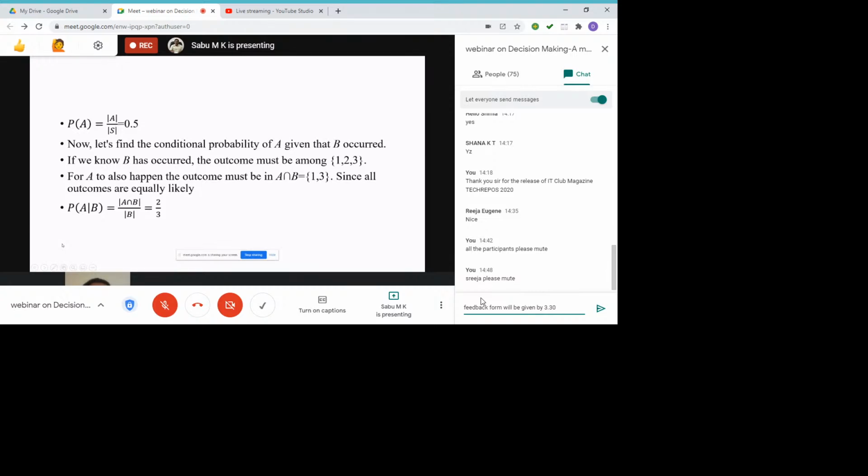The information regarding B is available in our hand. Based on that, we can obtain information regarding another event A, and that is actually P of A given B. In this case, P of A given B is equal to 2 by 3. In this way, we can solve some simple problems related to conditional probability. A number of other problems are also there.